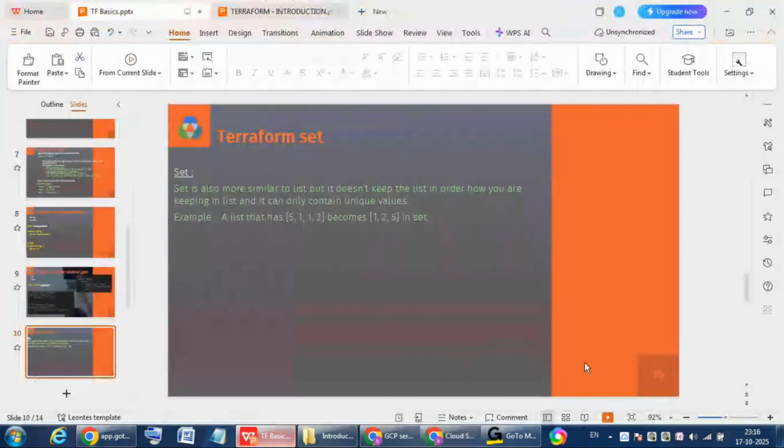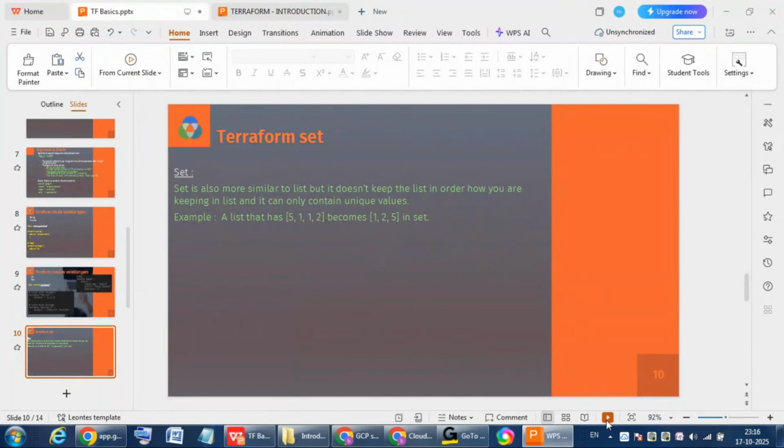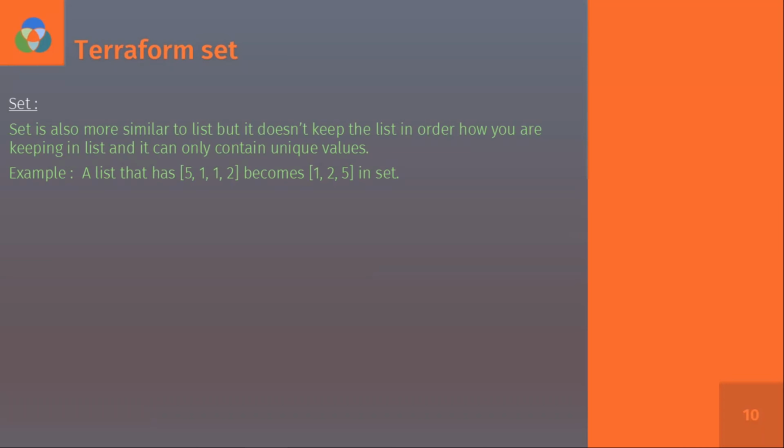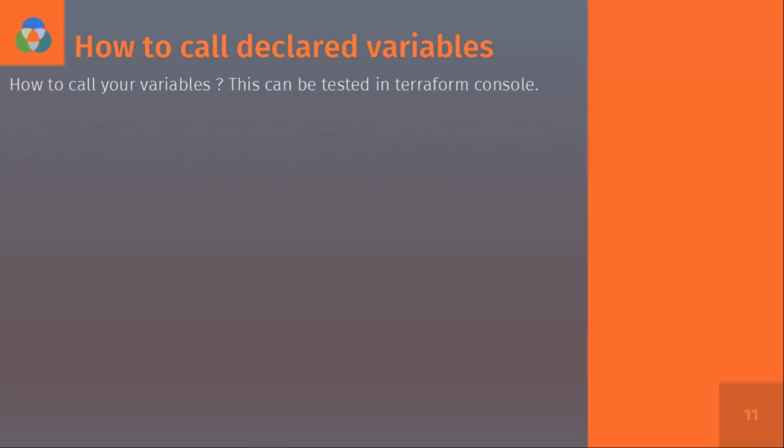Now let's go back to our PPT. Similarly, set is also the same. We have already discussed it, so nothing to worry about there. So how to call your variables? I have shown you, right? To call any variable, just use var dot myvar. There is also another method. We can use the dollar symbol in double braces, var dot myvar. This also works fine. We can use any one, but I choose the first one.